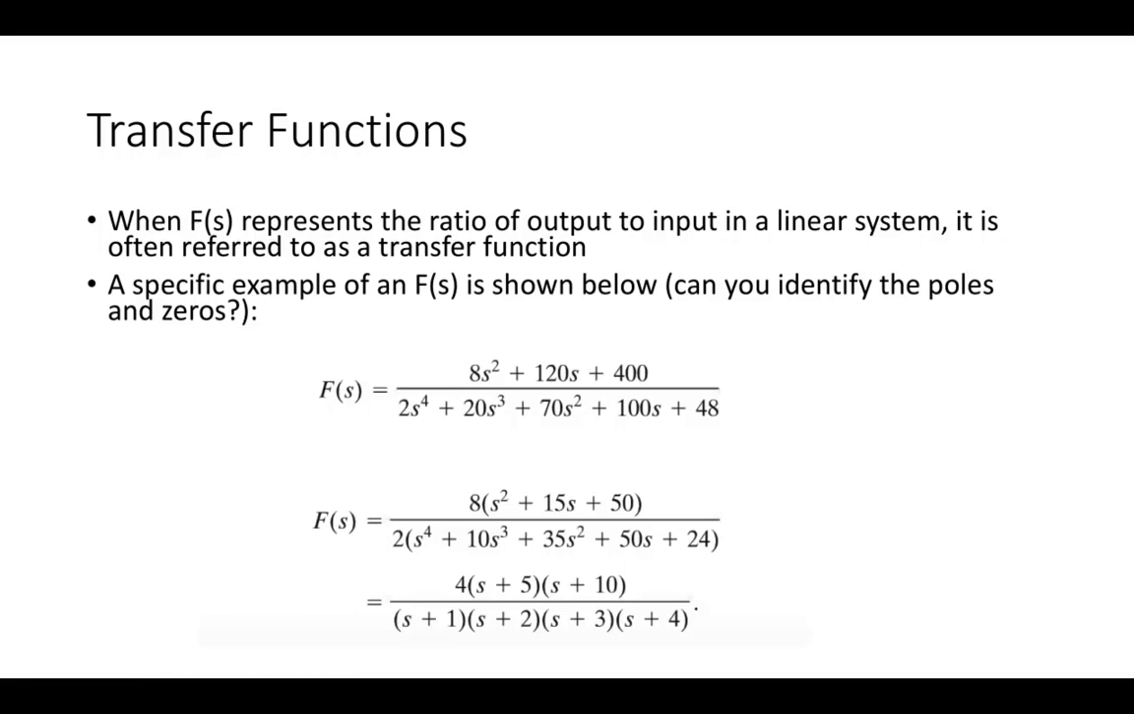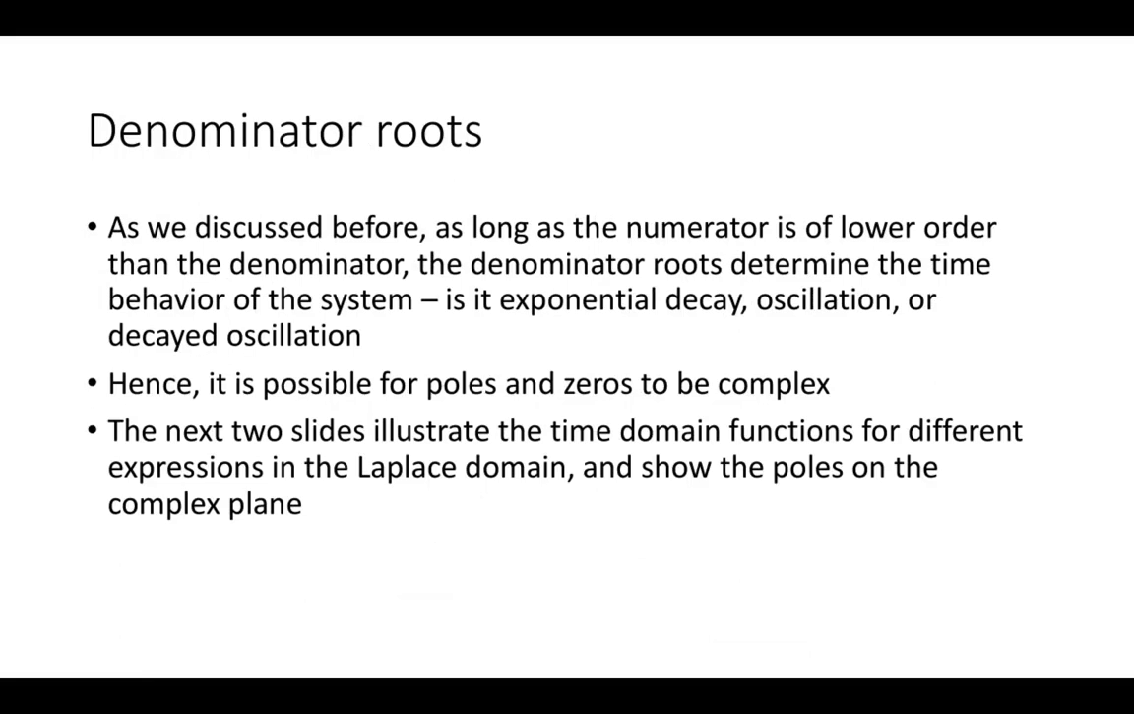And the presence of poles and zeros at 0 definitely impact the time domain response, as well as all of these different kinds of terms will have a different kind of response in the time domain as we discussed in the previous lecture. This is just a restatement of what I already said. As long as the numerator is of lower order than the denominator, the roots are going to be what determines the time behavior of the system.